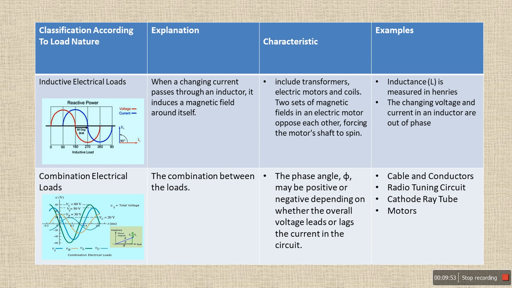Lastly, the combination electrical loads. It is the combination of the loads. The phase angle may be positive or negative depending on whether the overall voltage leads or lags the current in the circuit. Examples are cable and conductor, radio tuning circuit, cathode ray tube, and the motors.